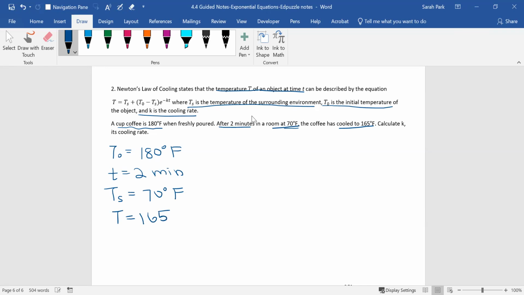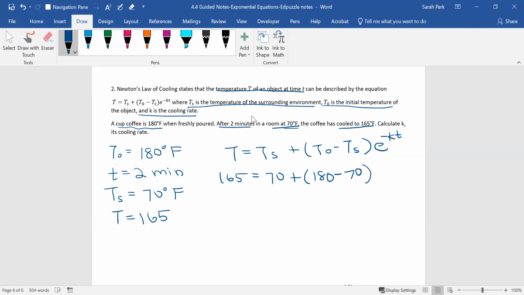Let's put it in the formula. So writing down the formula here, T equals T sub s plus T initial minus T sub s, e raised to the negative kt. Right, so T is 165, the surrounding temperature is 70, the initial temperature is 180, minus the surrounding temperature again, 70, e to the negative k with the time, the little t, being 2. Lots of t's, so we have to make sure we don't get confused between all the different t's.